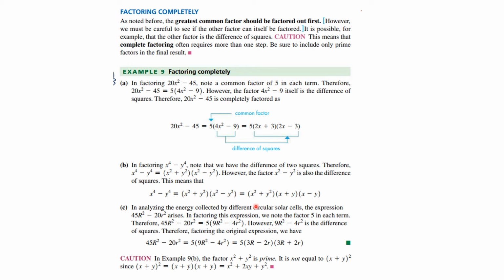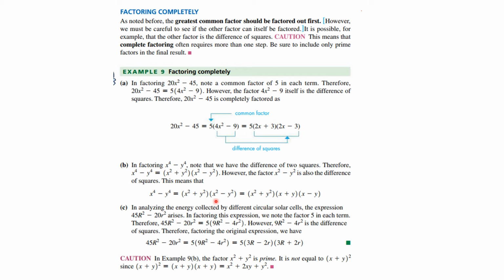Now x squared plus y squared, as they say down here, that is prime. You see, x plus y squared is not equal to x squared plus y squared. It is x plus y times x plus y, so it is x squared plus 2xy plus y squared. There is a middle term. It's prime. You cannot factor that. And so that one just sits there.